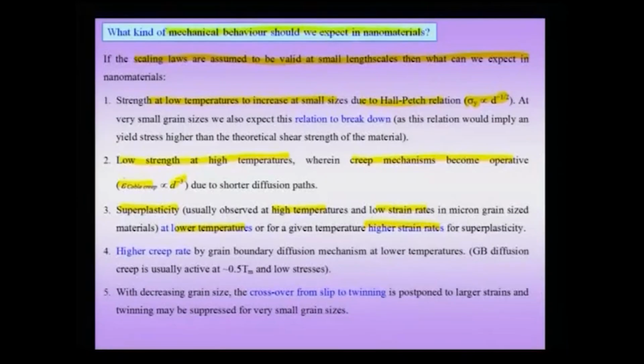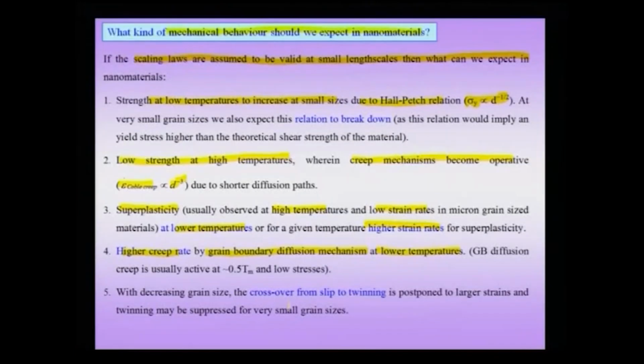So, can I get superplasticity at much higher strain rates like 10 power 0 or 10 power minus 1? And I also expect this higher creep rate to take place by a grain boundary diffusion mechanism at lower temperatures. The lower temperature part is as we discussed before, but I would expect the mechanism to switch, for instance from bulk diffusion to grain boundary diffusion. This is another thing I would expect when I go down to nanoscale.